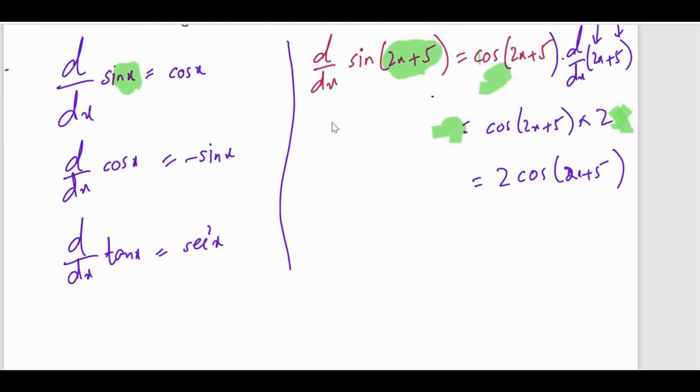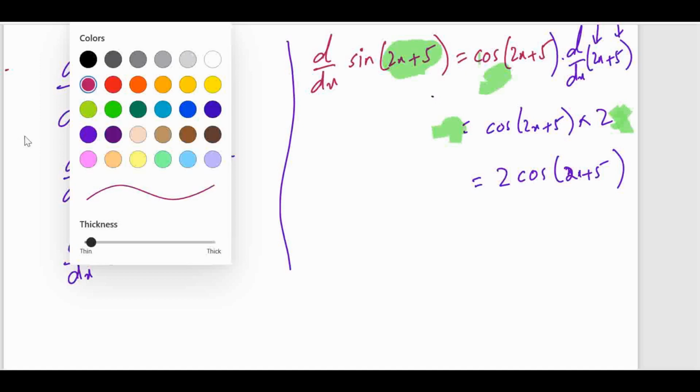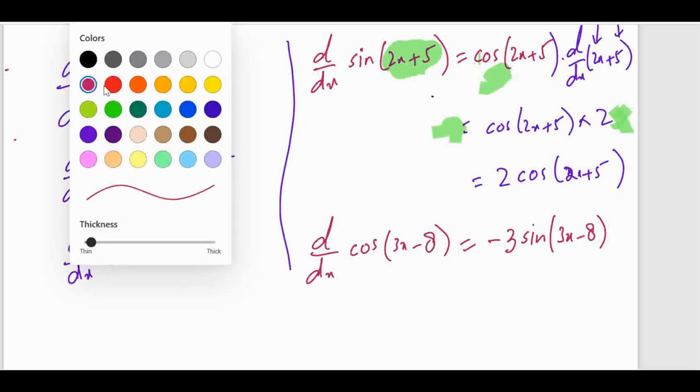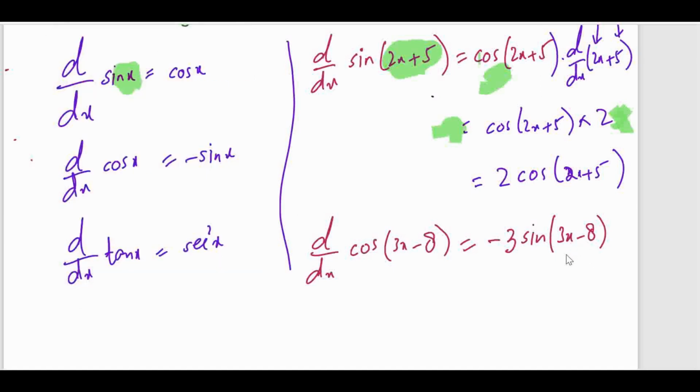Now the important point over here is, let's say if we have a question like d by dx of cos(3x - 8). We can directly write the derivative of cos x as minus sin(3x - 8). And then whatever the coefficient of x is, we have to multiply it with this. It is not mentioned in the formula sheet, but you have to keep this in mind. If you want to do it directly, you have to follow this rule: whatever the coefficient of x is, we multiply it with the expression. But keep in mind that this is only applicable when we have a linear function inside the trigonometric function.